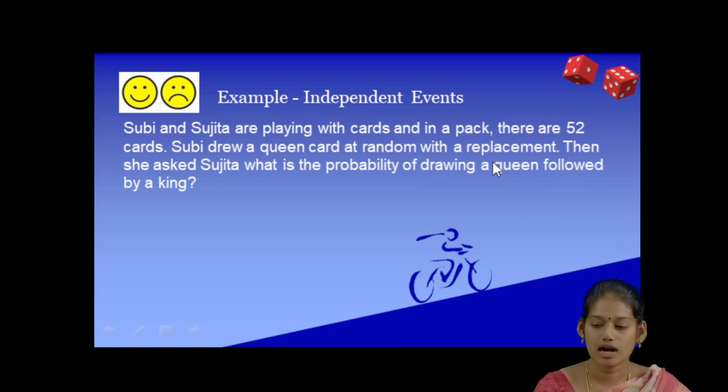The total number of cards is 52 here, and we are going to observe the queen and king. The probability of any event is nothing but the number of favorable outcomes divided by the total number of outcomes. The number of favorable outcomes is the number of queen cards and the number of king cards. The number of queen cards is 4, the number of king cards is 4 again, and the number of cards is 52, which is the total outcomes.